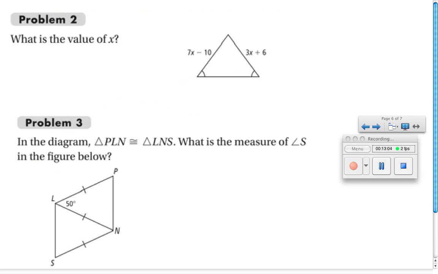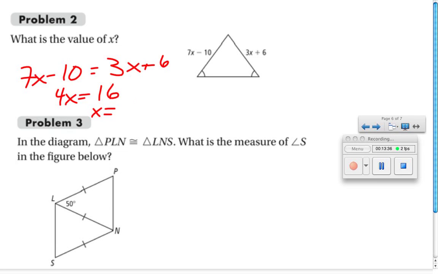In problem 2, it's asking us to solve for x. So easy, you could do it with half your brain behind your back. Look at it. You have two angles congruent. What's that mean? Then the two sides will be congruent. Your equation, ladies and gentlemen, is just 7x minus 10 equals 3x plus 6. Easy enough. 4x equals 16, and x is 4. In this specific problem, we are done.